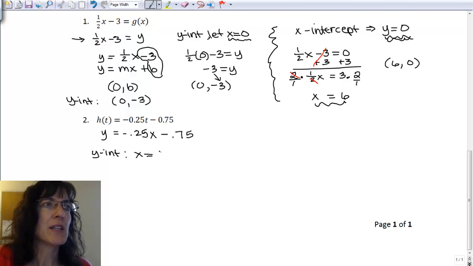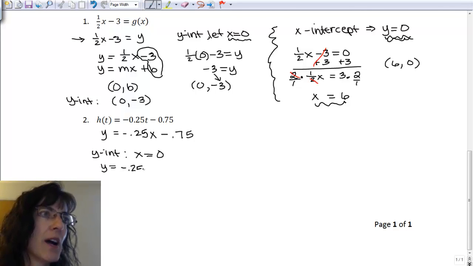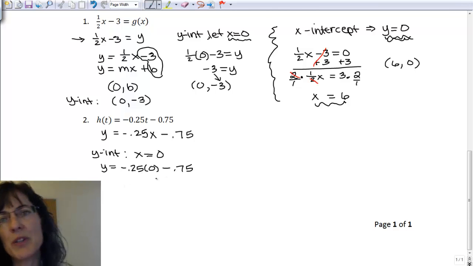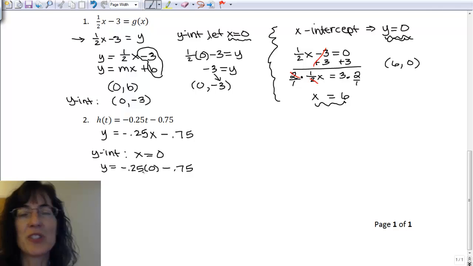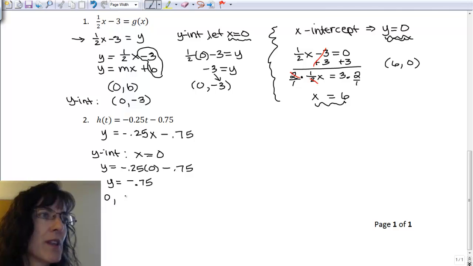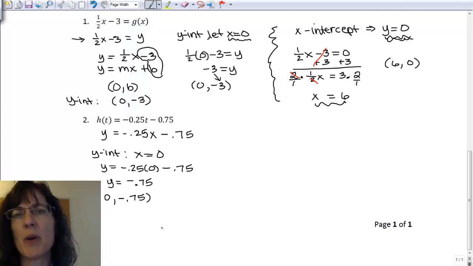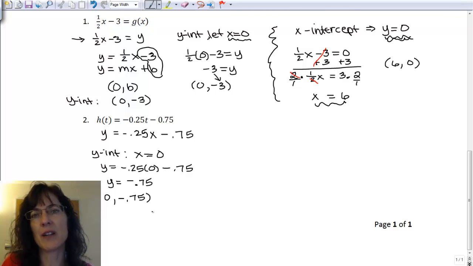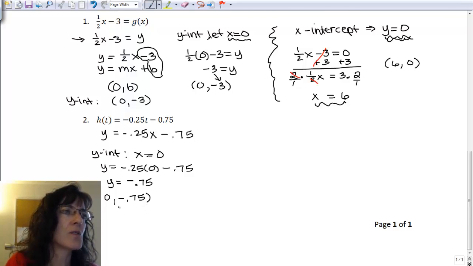So my x is going to be set to 0, which will mean y equals negative 0.25 times 0 minus 0.75. So the 0.25 positive or negative times 0 is just going to be 0, and so my y will be negative 0.75, and that means my y-intercept is 0 for the x and negative 0.75 for the y. Remember, 0.75 is exactly 3/4, so it's negative 3/4 if I wanted to look at it as a fraction. So that's my y-intercept.